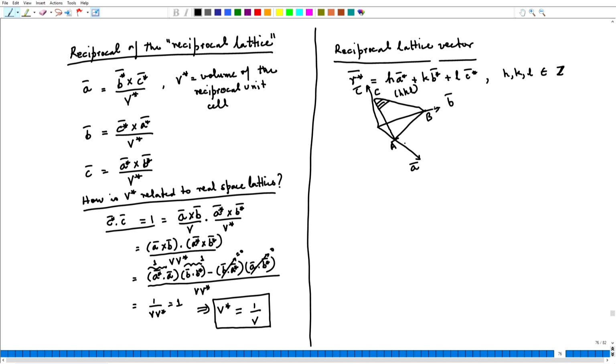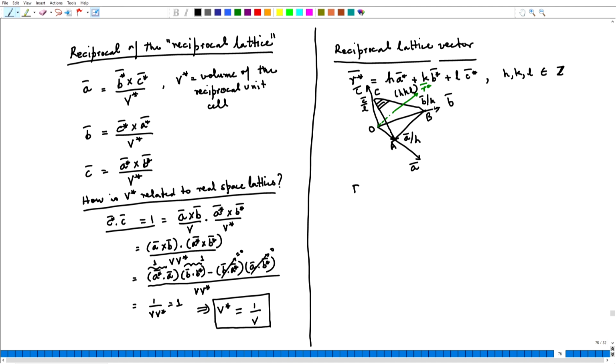In terms of the HKL indices, the intercept at point A would be A bar upon H. In fact, the vector OA would be A bar upon H. The vector OB would be B upon K, and the vector OC would be C upon L. And let me also put down that this is my vector R star. So, what is the relationship?